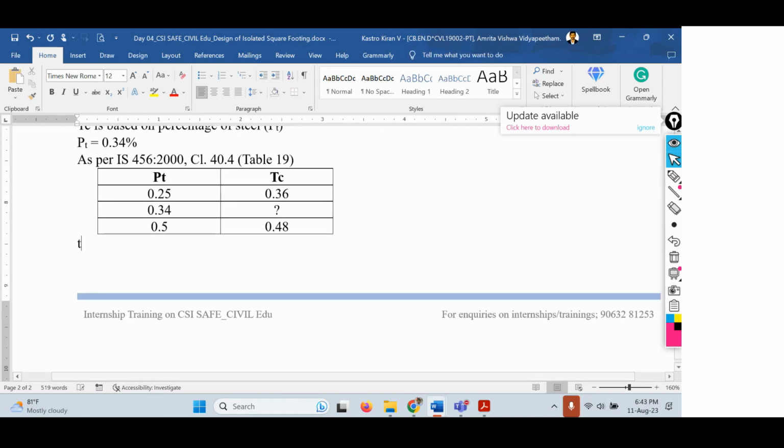Once you do the interpolation, you're going to get the value of tau c. Tau c equals 0.403. This is how the value is obtained.